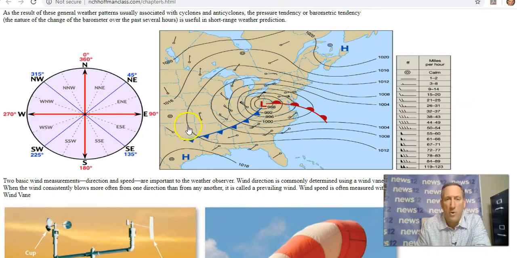So the most important thing about these graphics is understanding that the wind direction is always the direction the wind is coming from. This is going to be very difficult for some people to understand. So watch this with me.